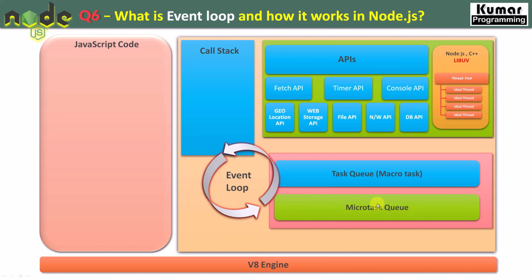And the micro task queue always has priority over the task queue, and the event loop always checks the task queue and micro task queue, right? So this is what is happening inside in the background.